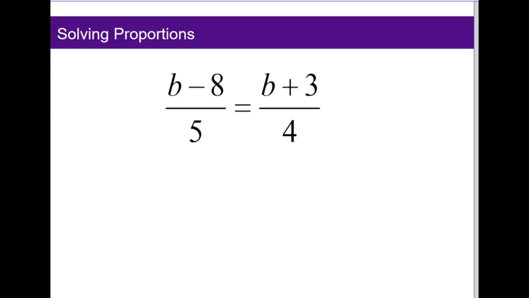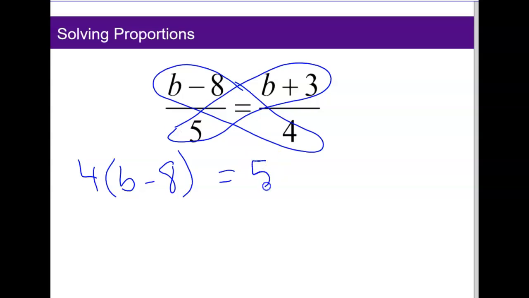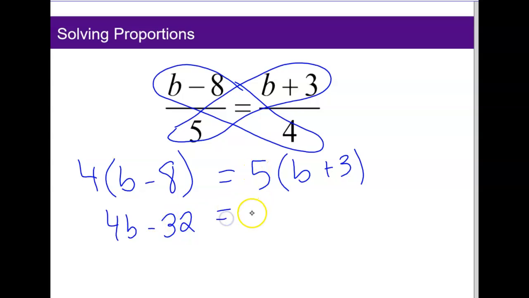All right, now let's take a look at this proportion here. I want to figure out what b is. What is the value for b that's going to make both of these ratios equal to each other? I'm going to use that cross products property. 4 times the quantity b minus 8. So it's not going to be 4b minus 8, right? I'm going to multiply 4 times that whole quantity. And then 5 times that quantity b plus 3. You've seen problems like this before. You know what to do. Let's distribute the 4 over on the left. 4b minus 32 equals 5b plus 15.